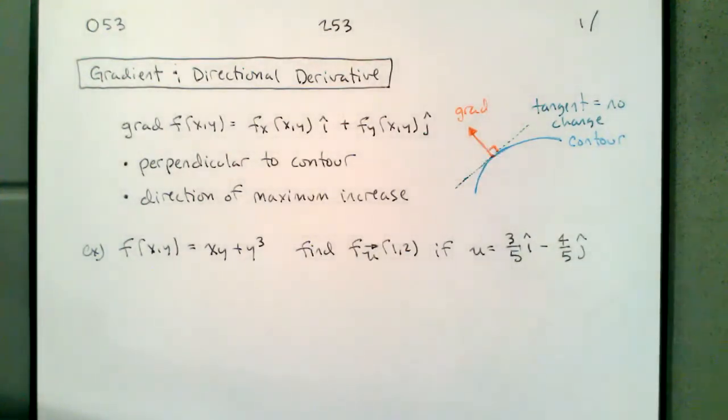So the gradient is a vector where we combine the fx of x,y and fy at x,y. We can evaluate it at a point, and at that point, it'll be the direction of maximum increase, and it will be perpendicular to the contour. Those are the things that we want to remember about the gradient.